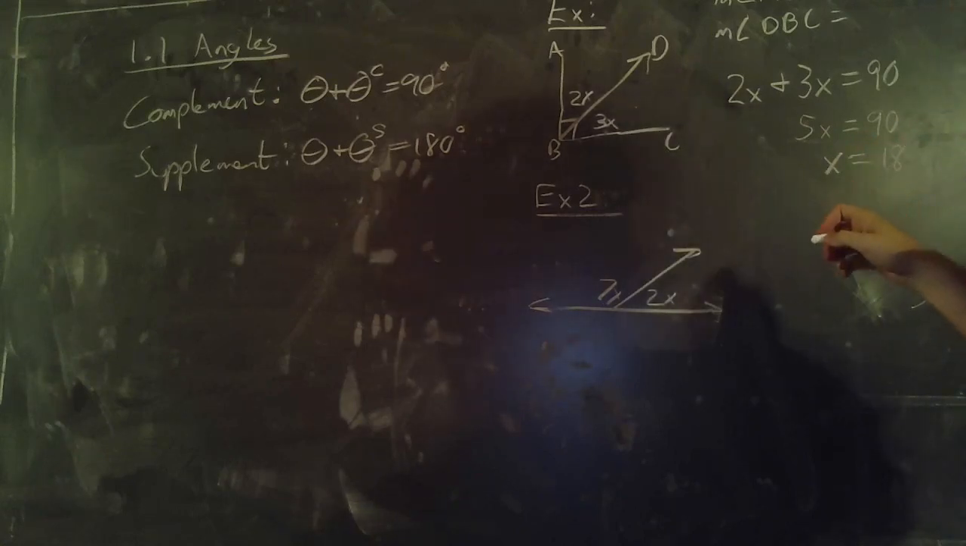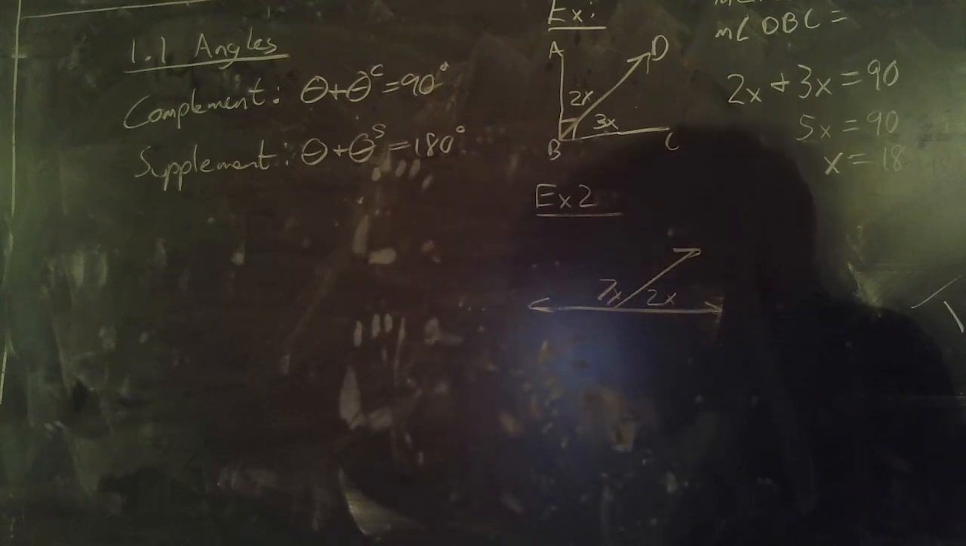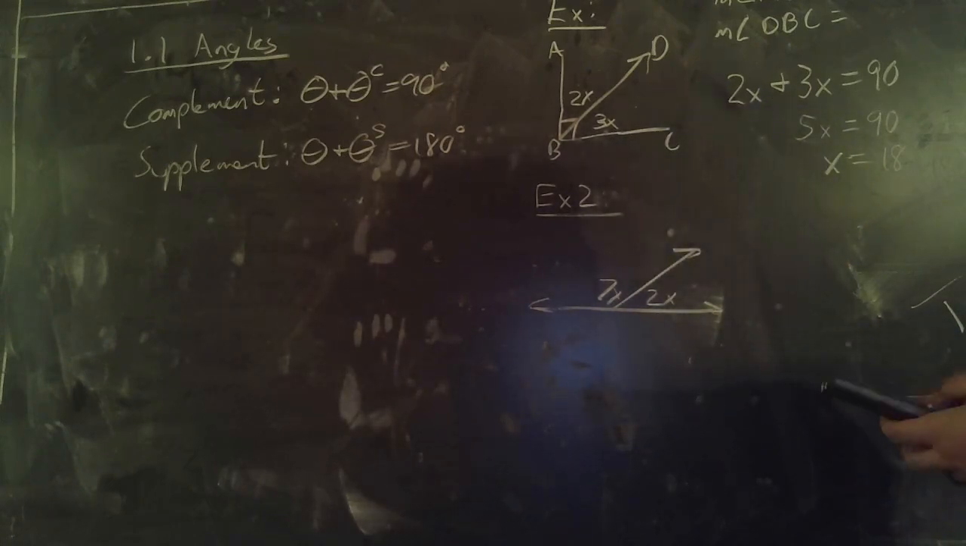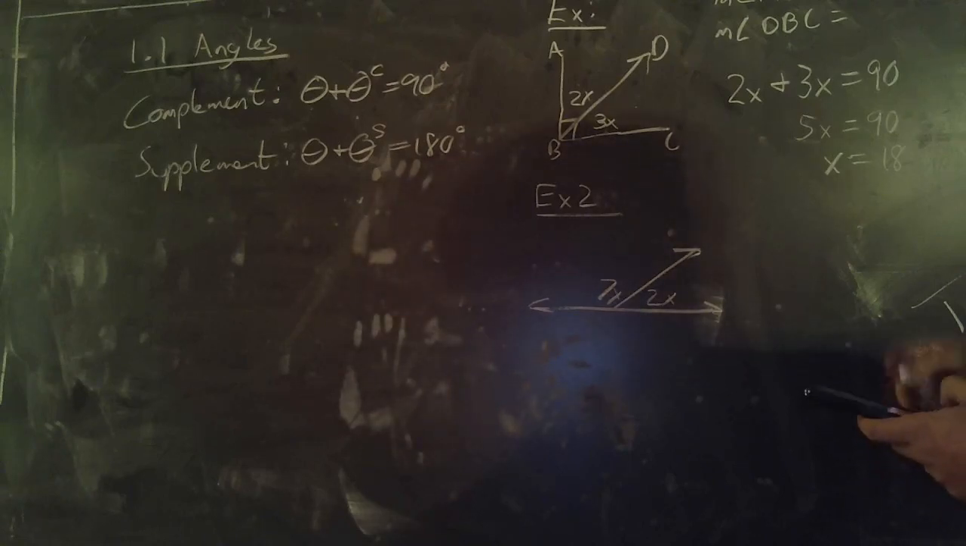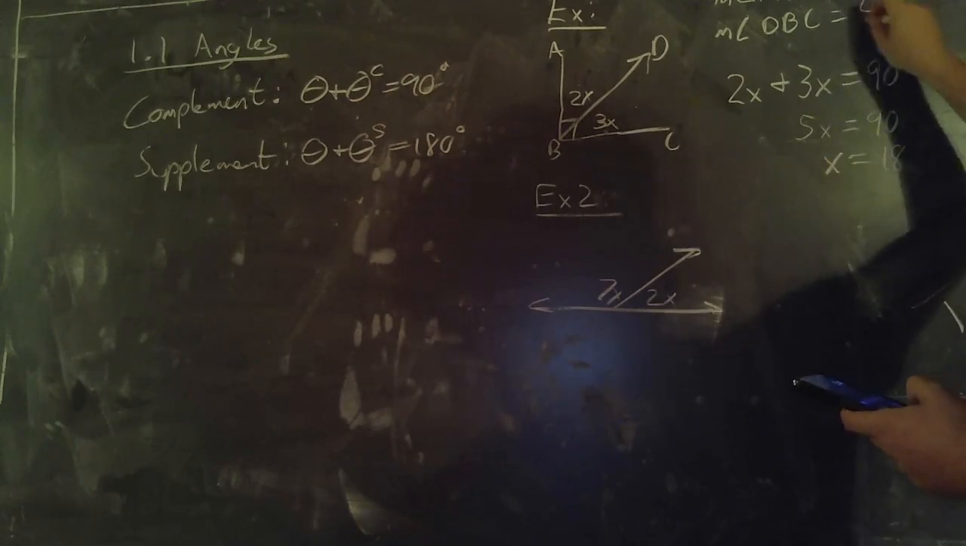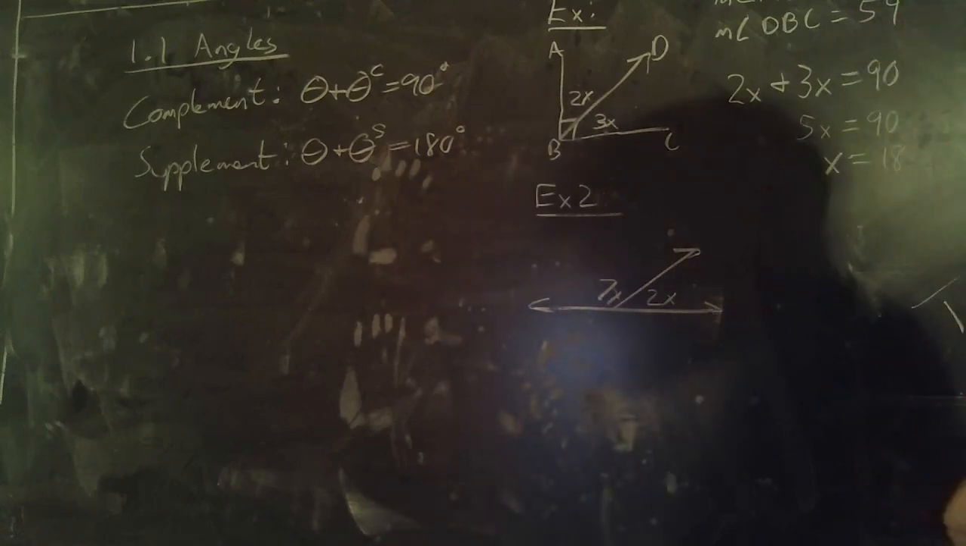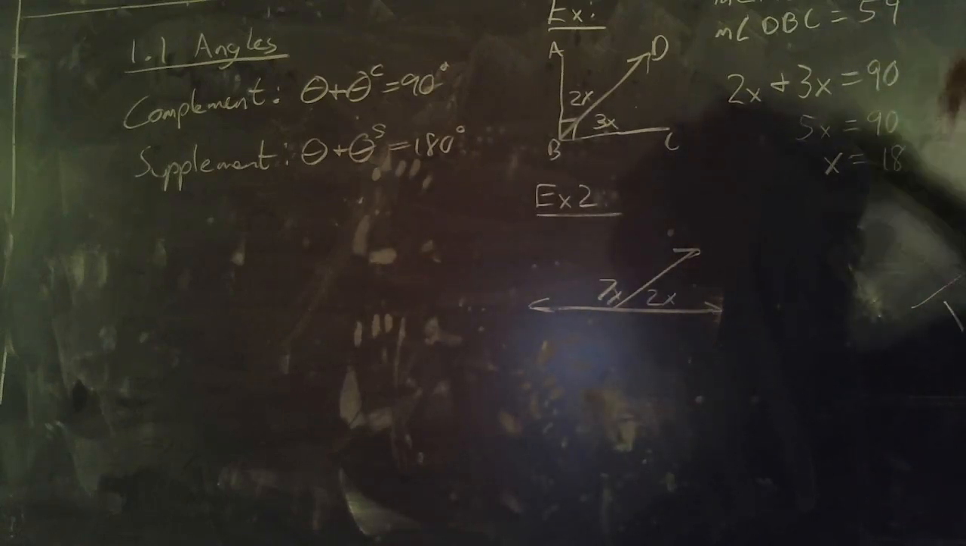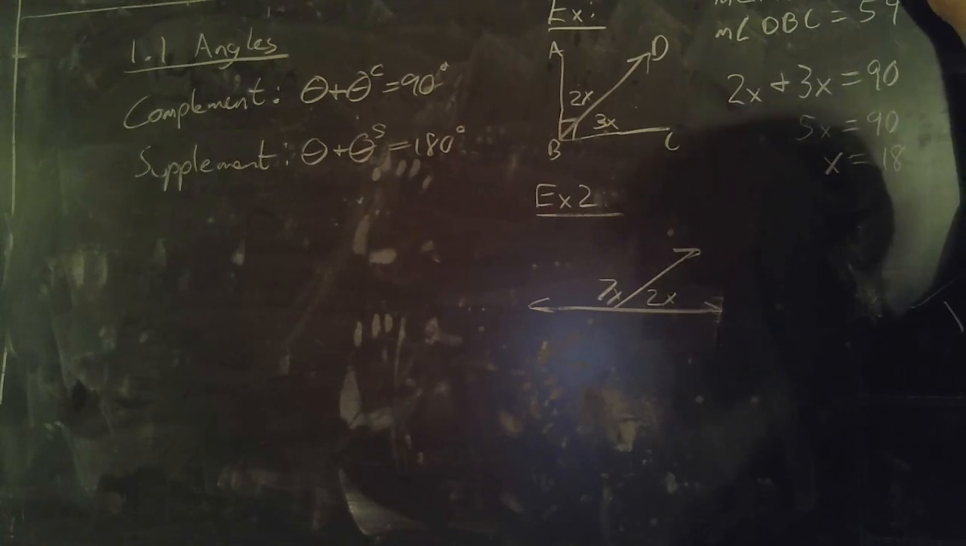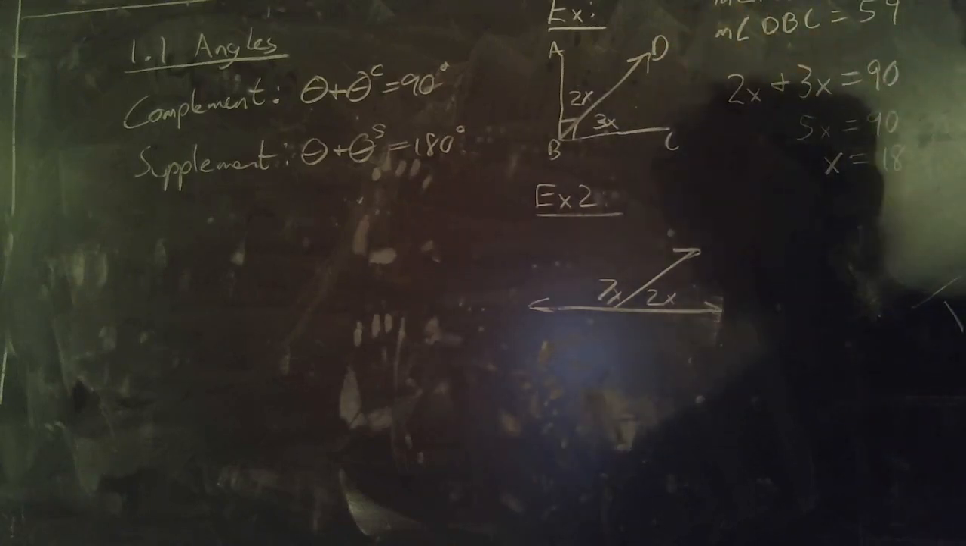And then, of course, we can find the individual measures of ABD by multiplying x, which is 18, by 2. That'll give us 36. And then we can multiply 18 by 3 to find the other one, which gives us 54. Consequently, it's also worth noting that once I know this angle measurement is 36, I can just say, well, what is 90 minus 36? And that should equal 54 by our definition.